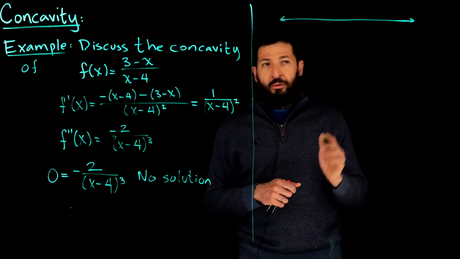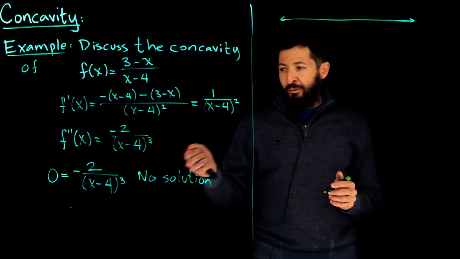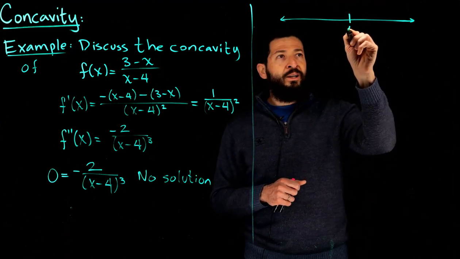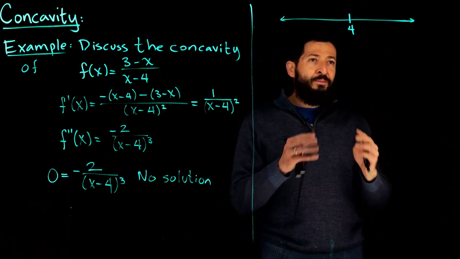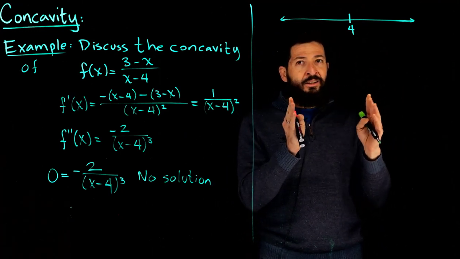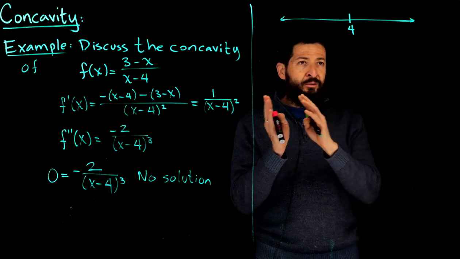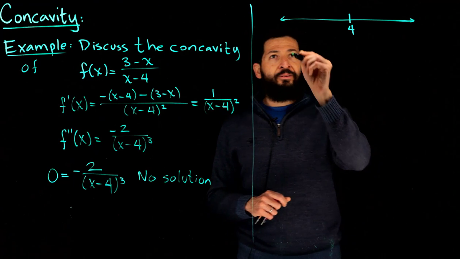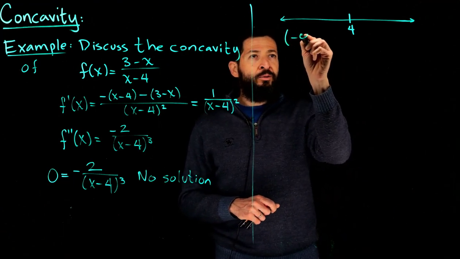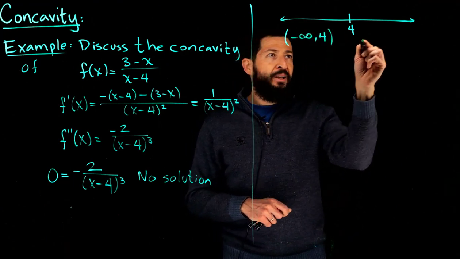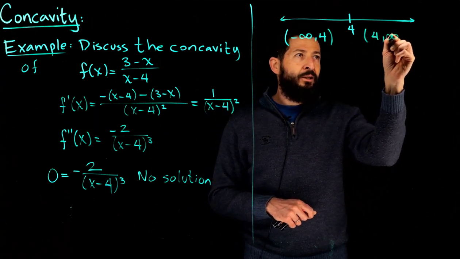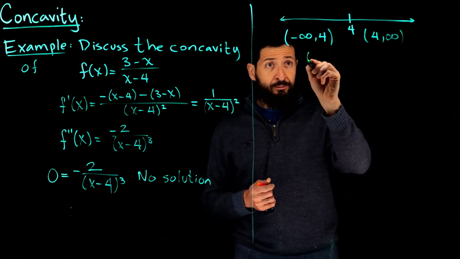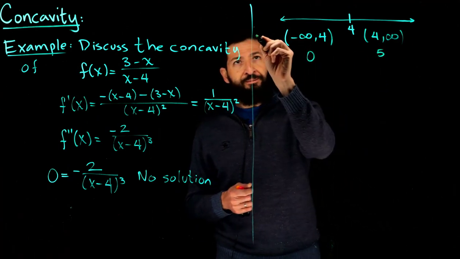So here there is no possible point of inflection from the second derivative being 0, but we do have that 4 provides us a point, not a point on the graph, but a point on the x-axis that will partition the interval, and to the left of that interval it will have one concavity, and to the right it will have another. So be mindful of that. So from negative infinity to 4, and then from 4 to infinity, we'll pick test values. So in this case, I'm going to graph 0 here and 5.